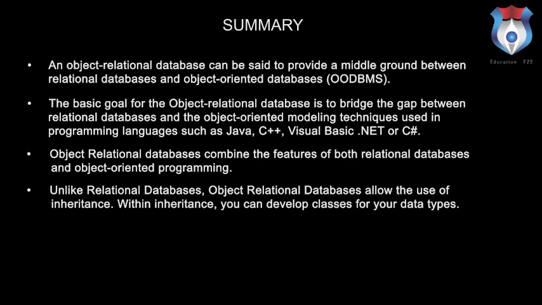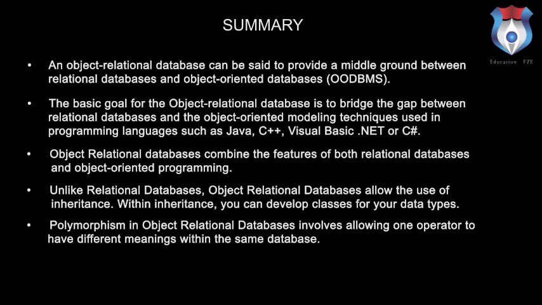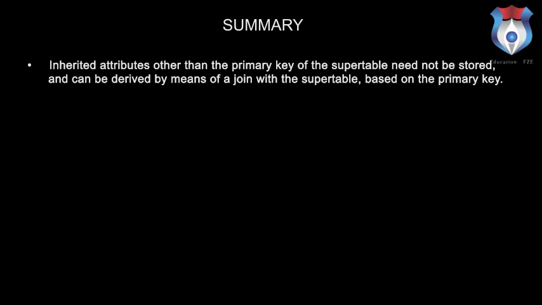Unlike relational databases, object-relational databases allow the use of inheritance. Within inheritance, you can develop classes for your data types. Polymorphism in object-relational databases involves allowing one operator to have different meanings within the same database. Inherited attributes other than the primary key of the supertable need not be stored and can be derived by means of a join with the supertable based on the primary key.